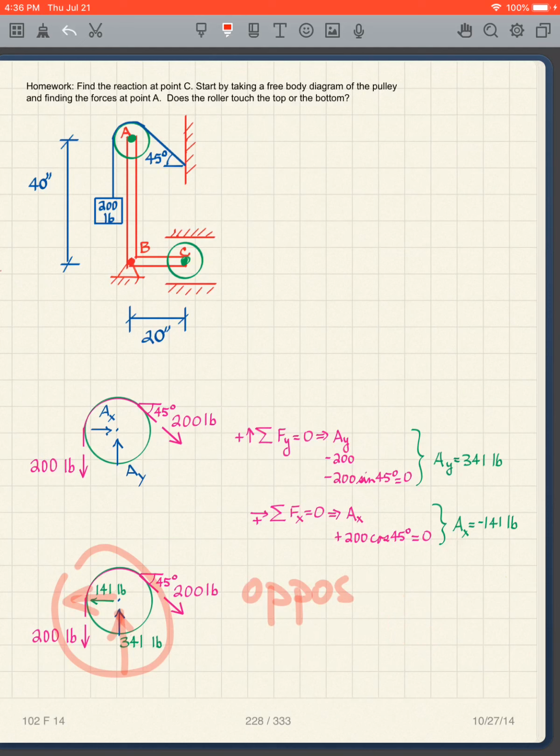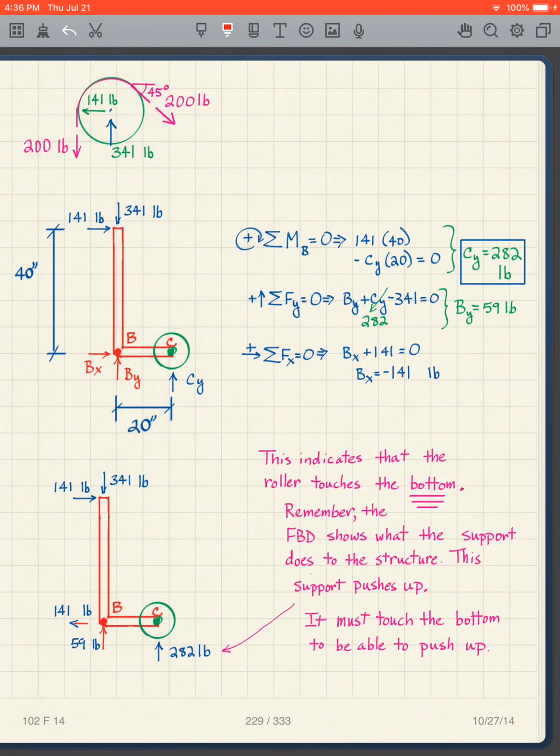So that means I have these forces, and like I say, they're opposite. So I've got the 341 going down, the 141 going to the right, and I don't know what the reaction is here, Bx, By, but I also have the Cy for the roller there. So I look at this free body diagram.